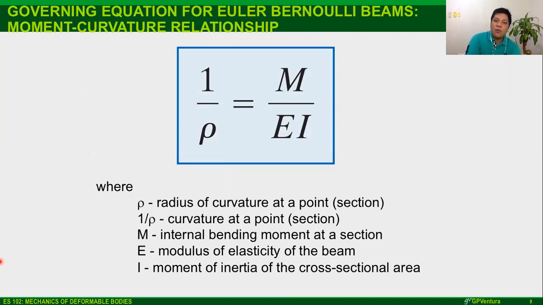I now have 1 over rho is equal to M over EI. Now, 1 over rho is what we call the curvature at a point. Rho is the radius of curvature. And M, please remember, as always, is the internal bending moment. And E is the modulus of elasticity of the beam. And I is the moment of inertia of the cross section.